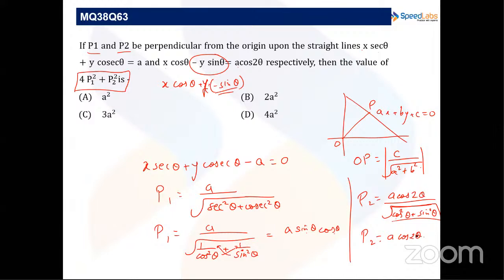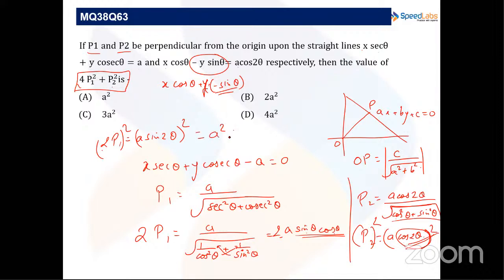Now, what we can do is we can change this sin theta cos theta into sin 2 theta, because we can see here we are having cos 2 theta. So multiply by 2 both the sides, and you will be having 2p1 equals to a sin 2 theta. On squaring and adding, you will get 4p1 square plus p2 square equals to a square sin square 2 theta plus a square cos square 2 theta, and sin square 2 theta plus cos square 2 theta will be 1. So our answer is A.